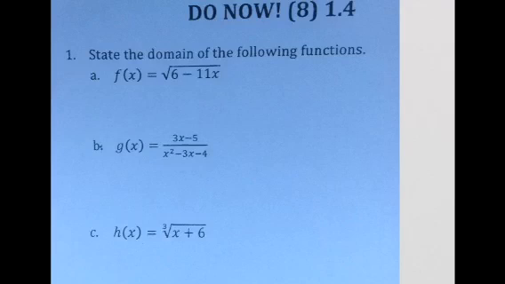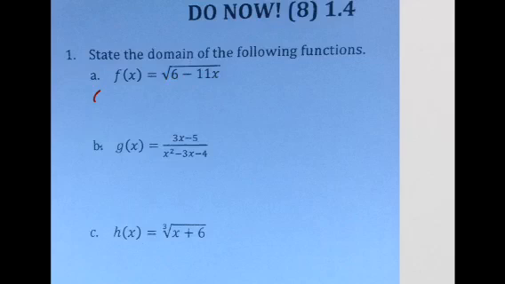Alright, so this is do now number 8. Number 1 is asking you for the domain. So problem A, f of x equals the square root of 6 minus 11x, is similar to ones you've done before. Remember, if the x is inside a square root, then we know that the radicand, this part right here, has to be greater than or equal to 0. Okay, so that's how we're going to set it up.